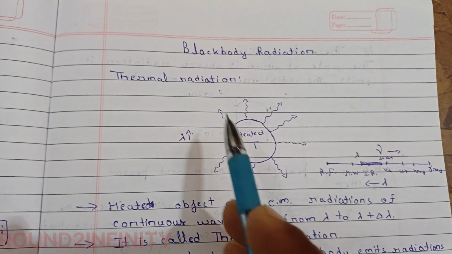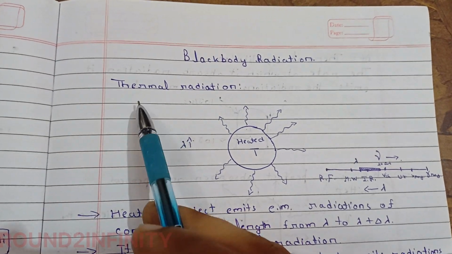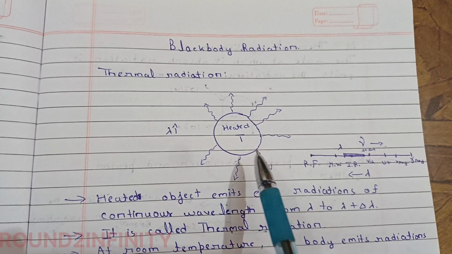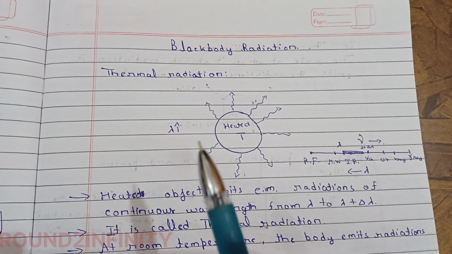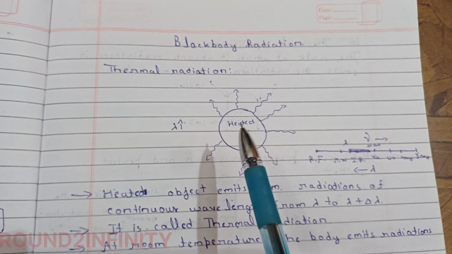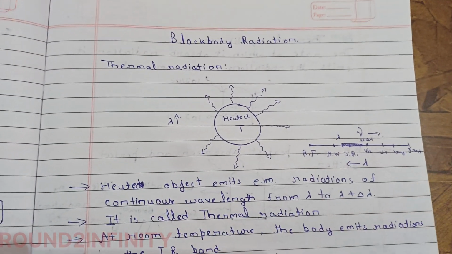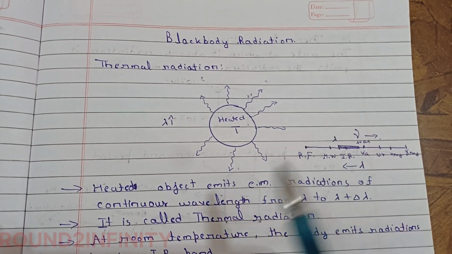You have an idea about thermal radiation because the word thermal is added to it. So what is the meaning of thermal? It is related to temperature, meaning any object which is heated will emit radiation, and that radiation is called thermal radiation. Every object in this world emits thermal radiation because there is a temperature, that's why. And that emitted radiation will be continuous in nature.